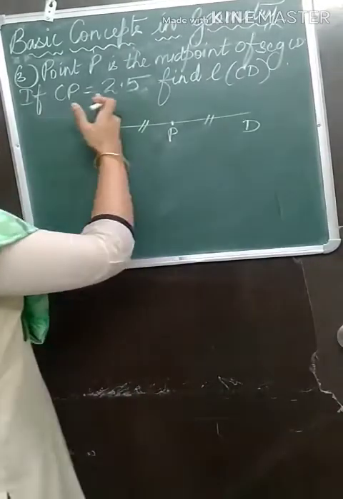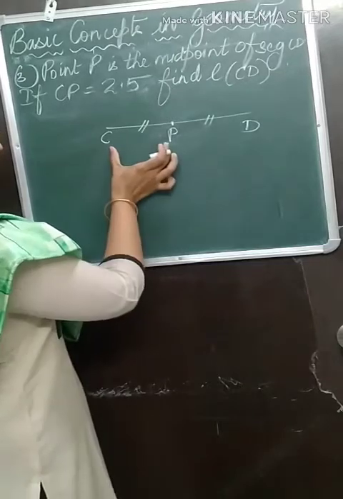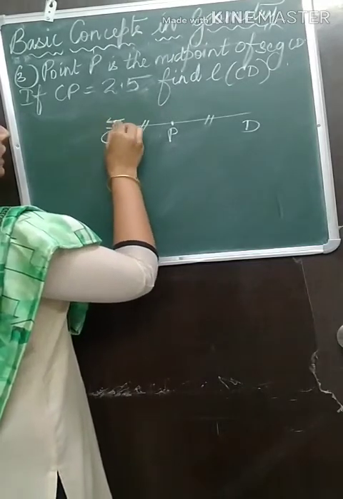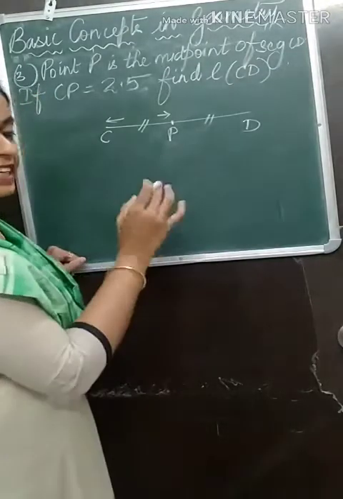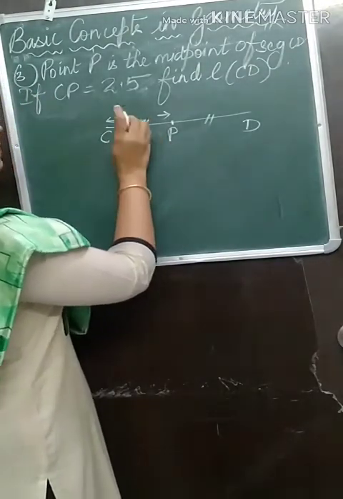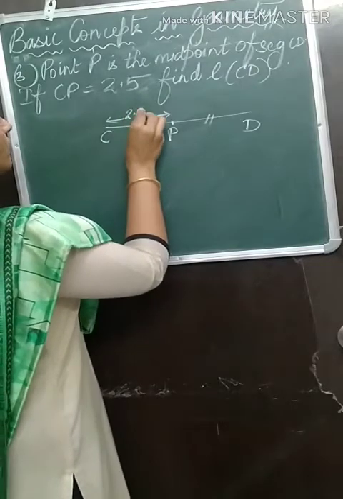Continue. CP is equal to 2.5. Okay, CP means still here. In the previous sum, they had given the length of the whole segment. Here they are giving us only length of CP, that is 2.5.